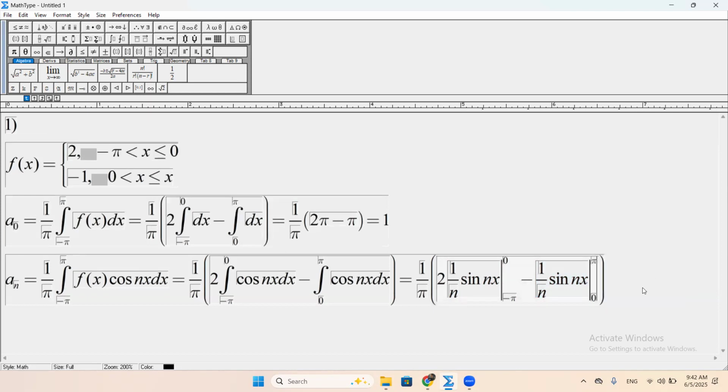And actually, what can we see here? That sine of 0 is 0, sine of pn is 0 as well. So an equals 0, all an terms. And what about bn? Let's calculate them.